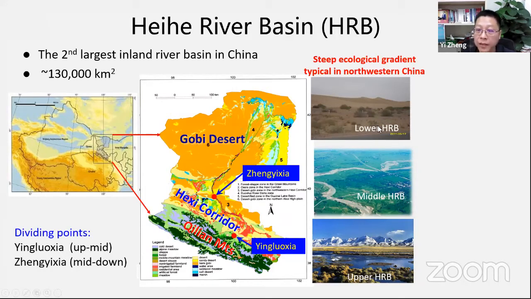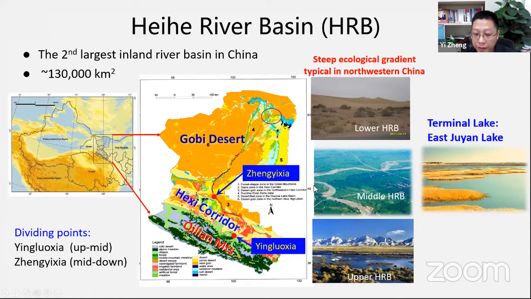As you can see, it has vulnerable and sparse vegetation there. Along the main stream, there are two dividing points I may refer to later. The first is Yingluoxia, which is between the upper and the middle reaches, and Zhengyixia is the dividing point between the middle and the lower reaches of the main stream. The river eventually ends at a very beautiful desert lake called East Juyan Lake. So it's a very typical setting in northwestern China.